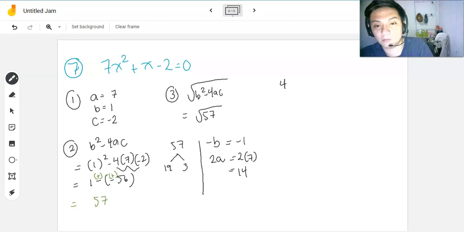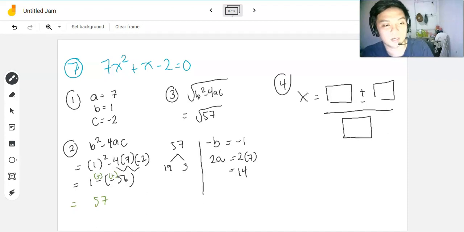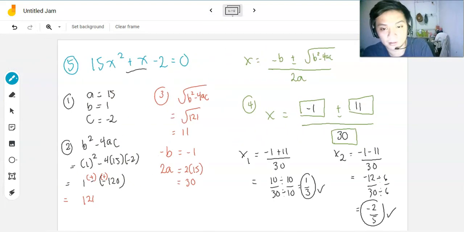And step 4, panghuli na step. Okay, drawing ko muna yung mukha ko. Yan. Okay, so anong susunod natin sa unang box? Yung negative of b, which is negative 1. Yung kanina ba? Yung ating negative of b ay positive 14. Yung kanina naman, negative 1 kasi nga b here is positive 1.